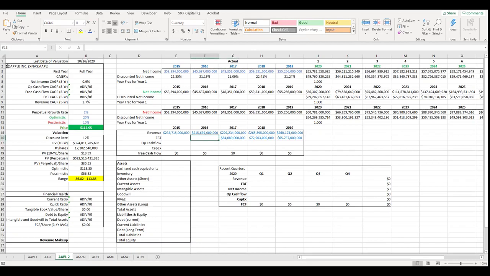2016 earnings before tax. We need to go to the other 10K. Income before provision for income taxes. So here's 2016: 61,372, 123, 123. Earnings before tax. Let's see, 2015. Let me make sure I get this right. 72.